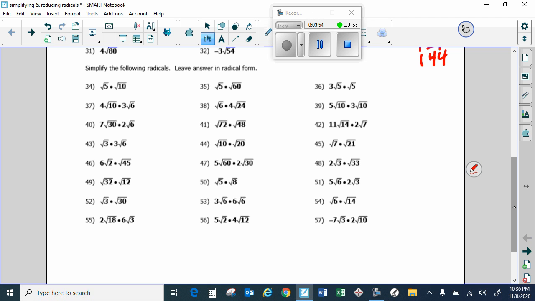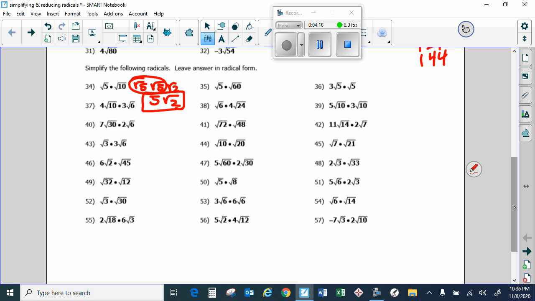So for example, in 34, I know a 5 goes into 10. So I'd have square root of 5 times square root of 5 times square root of 2. I broke that square root of 10 down to square root of 5 times square root of 2. And of course, square root of 5 times square root of 5 is 5. And I'm left with a root 2 left. That's that shortcut.